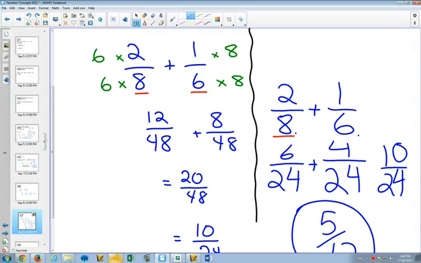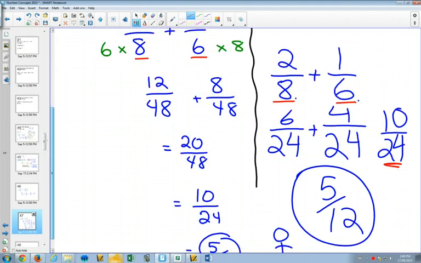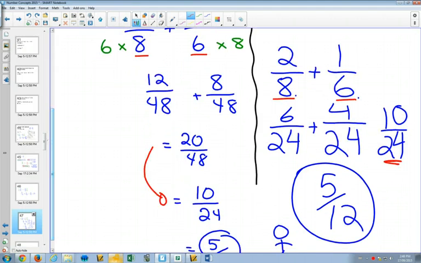So we notice that if we multiply the 8 by 3 and the 6 by 4, we get 24. And that's a smaller number. And when you pick a smaller common denominator, we had less to simplify because we got 10 over 24 already here, which we had to simplify this one first to get there to solve it all the way.